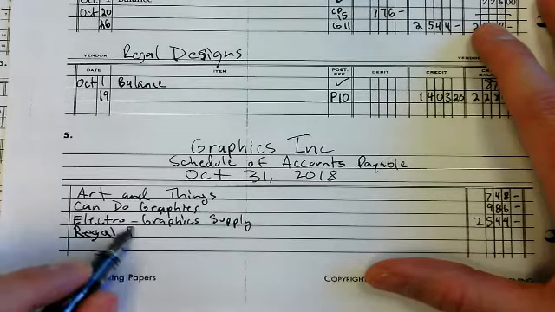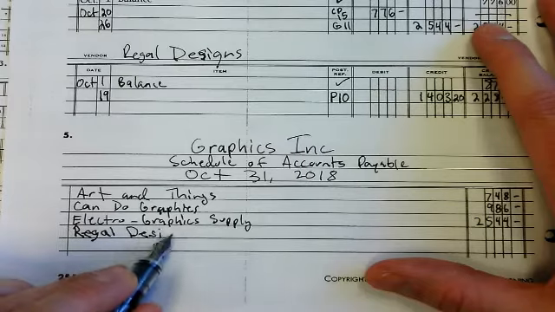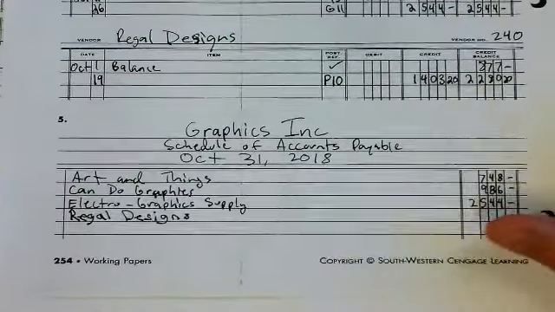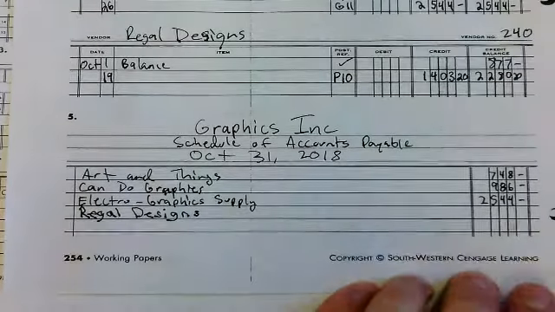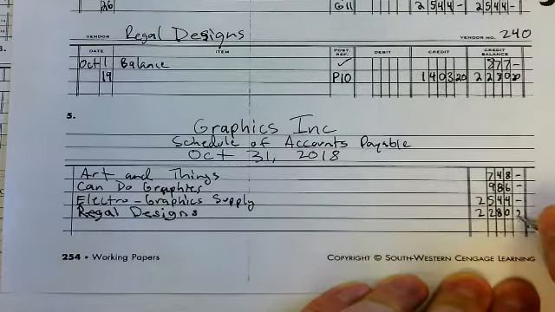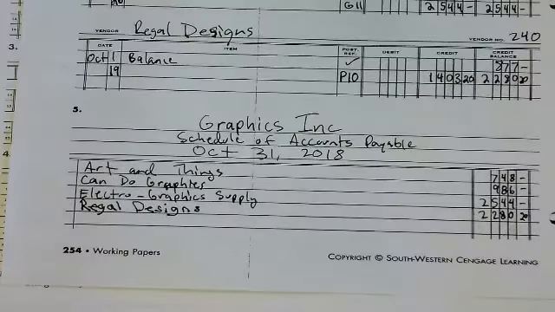Regal. Crushed it. Designs. Whoop. It's not bad. It doesn't look too far from my regular. And its balance is 228,020. Wow.